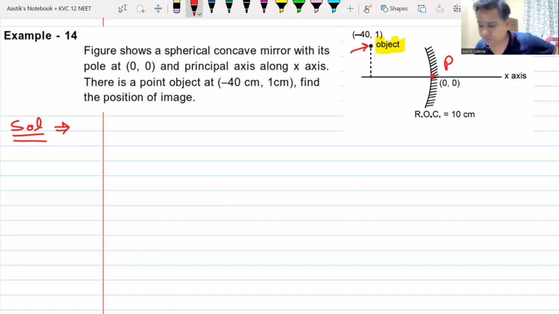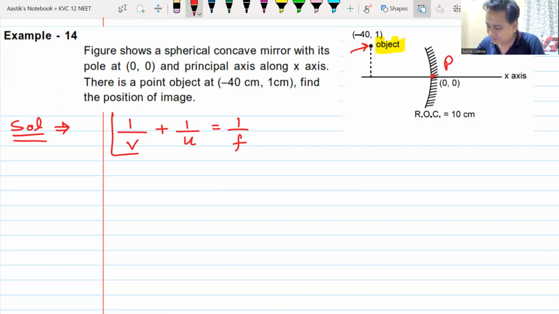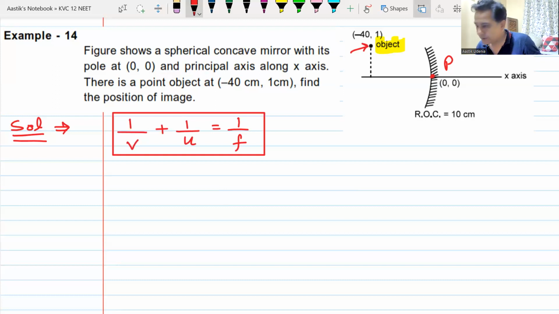Do you want a hint to solve this? Okay, Abhiram wants a hint. It's very simple. You just have to apply the formula 1 by V plus 1 by U is equal to 1 by F, my dear friends. Apply this formula and stay happy. This is the hint that I can give you. Remember, only 3 formulas are needed in most of the questions that we discuss.